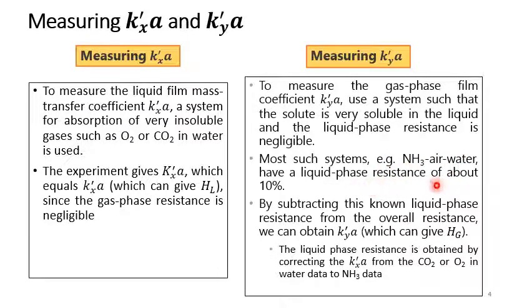The liquid phase resistance is known to be about 10%. So if you know that the liquid phase resistance is about 10%, whatever value you get for the gas phase film coefficient, you can subtract the 10% known resistance to obtain the KYA, and then you can get the HG. Okay.